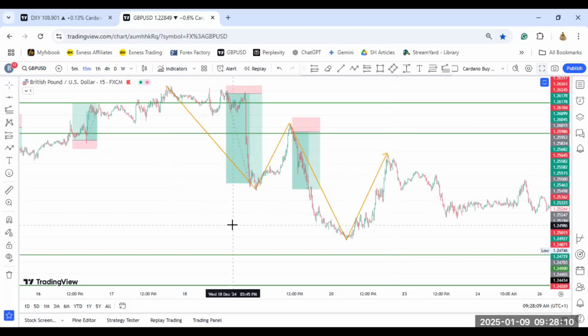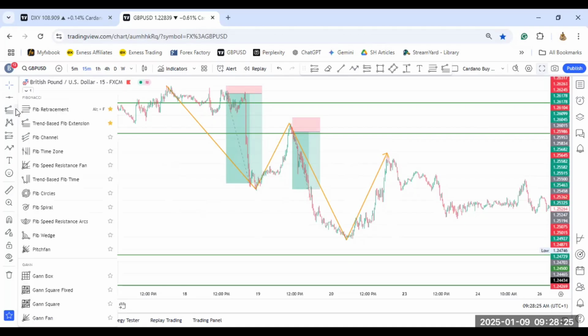Now, in order to use this tool, you are going to pick it. Look at it here, the third one. If you are using TradingView, it is the third row. All the Fibonacci tools are there. So you will click on it. And then the first ones you are seeing are the Fibonacci retracement tool and the trend-based Fib extension tool.